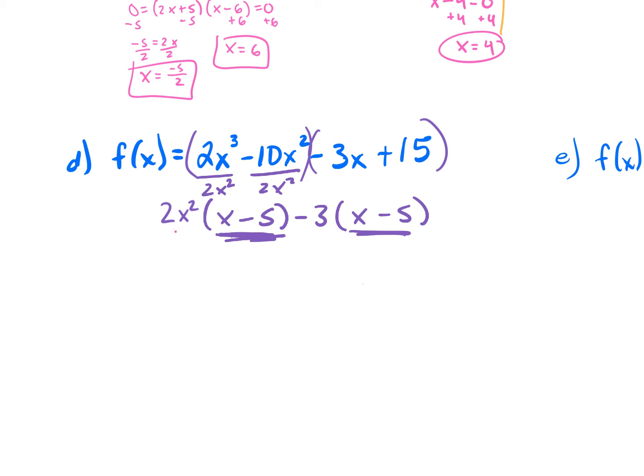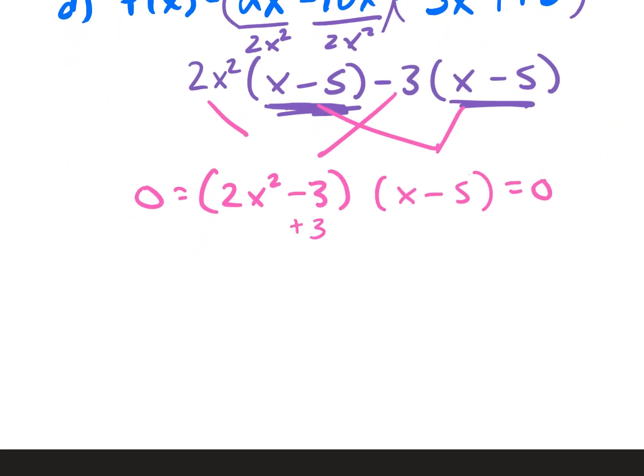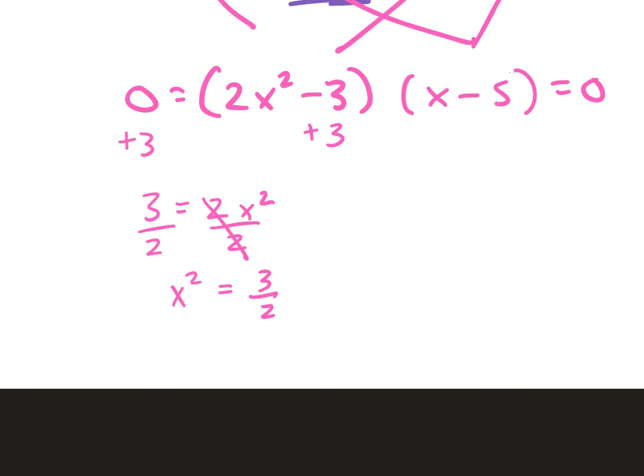So then I take the first 2, put them in the parentheses together. So 2x squared minus 3. And then the second 2 go in one parentheses together. So x minus 5. And then again, I set both of these equal to 0 and solve. So I'm going to add 3 to both sides. So 3 is equal to 2x squared. Divide by 2 on both sides. So x squared is equal to 3/2. I just switched places, so I put x squared on the left. But if you want it on the right, that's fine too.